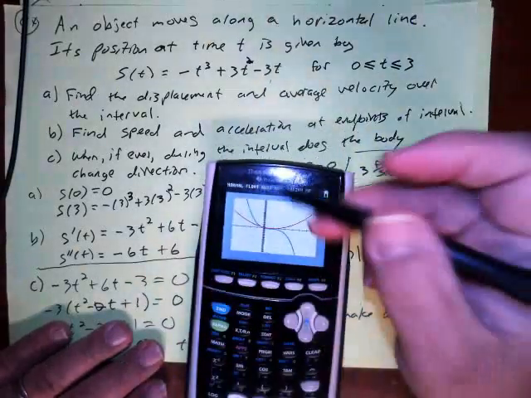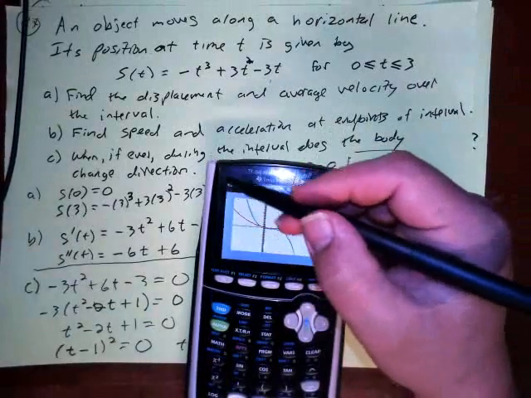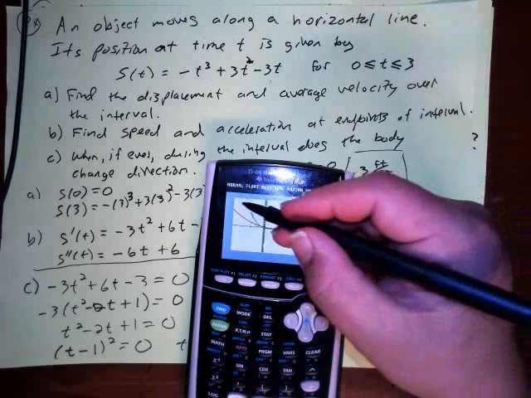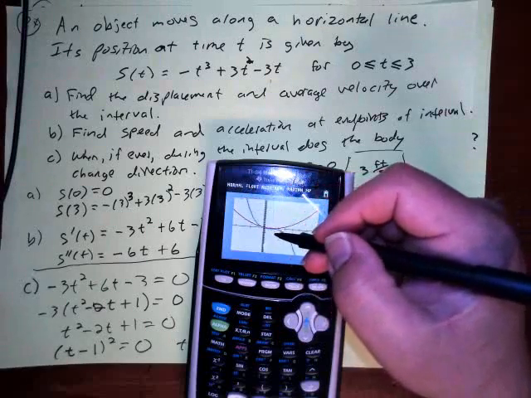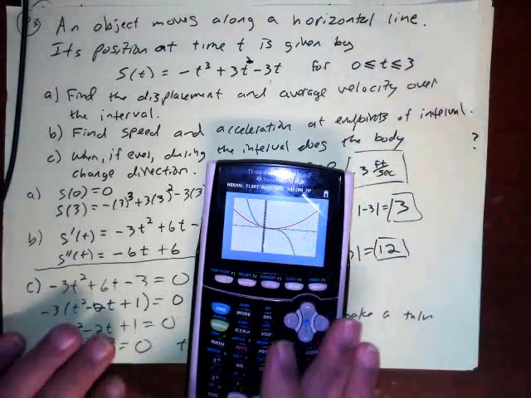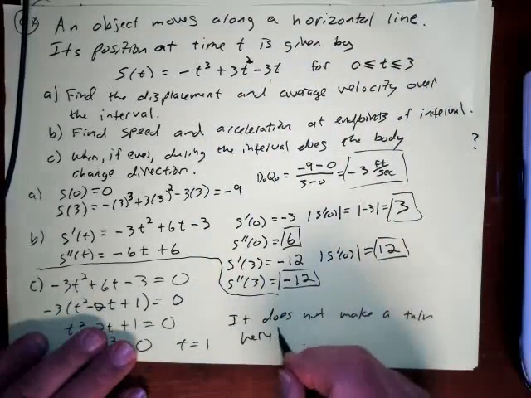So it's basically going in the negative direction. It's like starting in the positive and then it's going in the negative. By the time it gets to 1, it's kind of slowing down and then it pauses for a second, but then it just keeps going again in the negative direction. Okay, so it does not make a turn here.